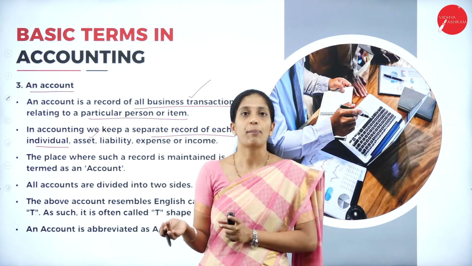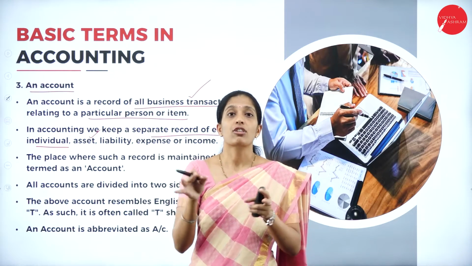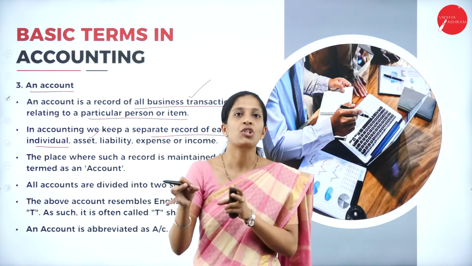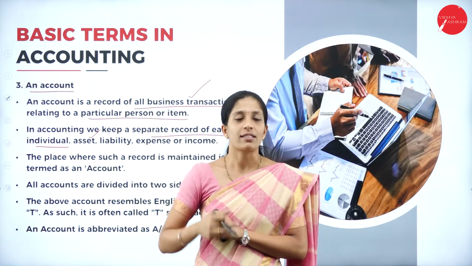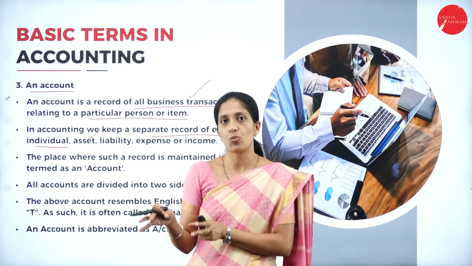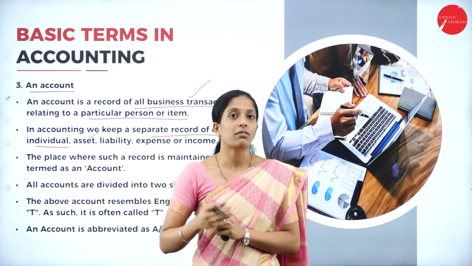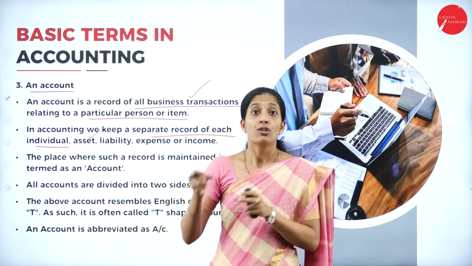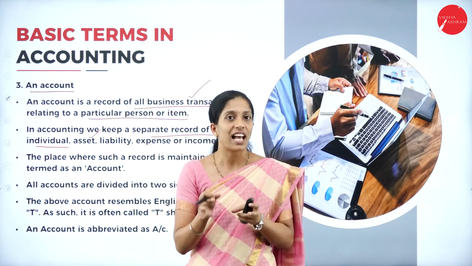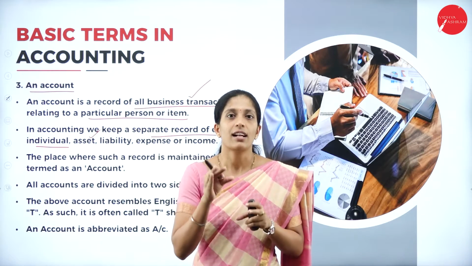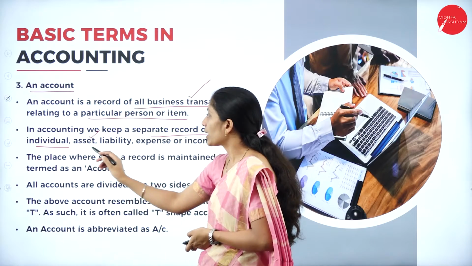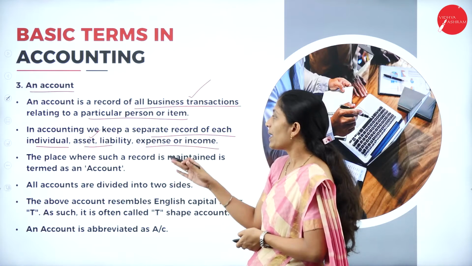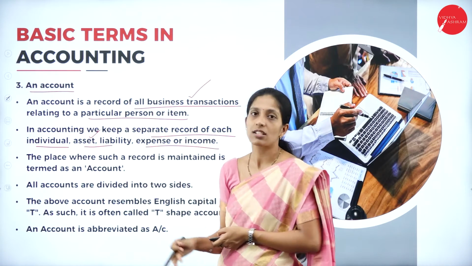Let us take an example of machinery. All the transactions related to machinery will be put in one account, which is called the machinery account. In the same way, all the transactions relating to cash will be placed in one account, that is the cash account. All the transactions relating to sales will be placed in the sales account. Depending upon the nature, we classify them into a particular place, known as an account. It may relate to an asset, liability, expense or income. The place where such a record is maintained is termed an account.